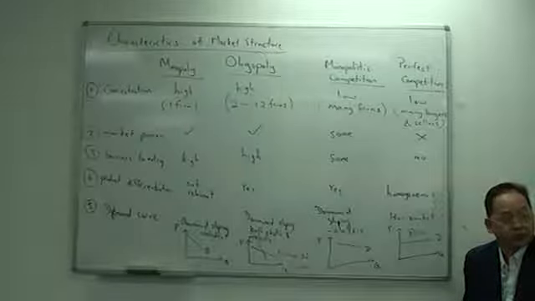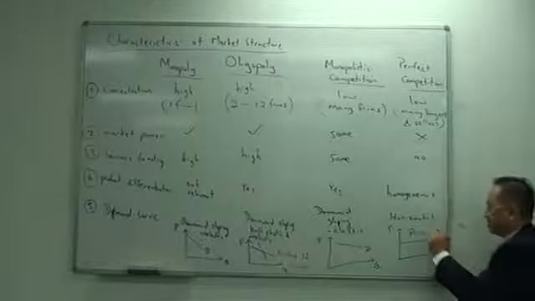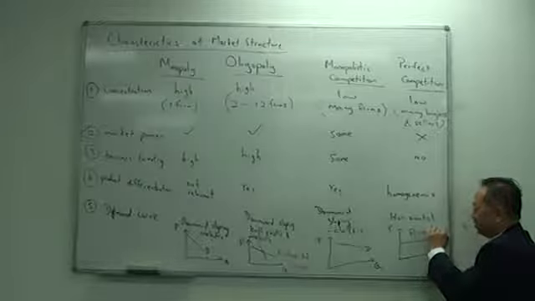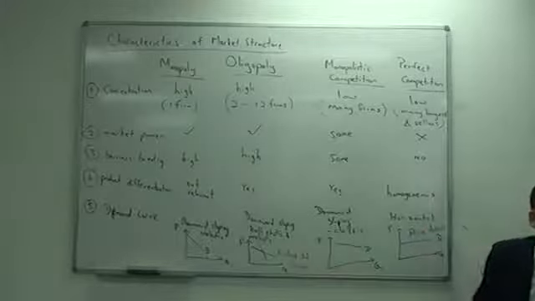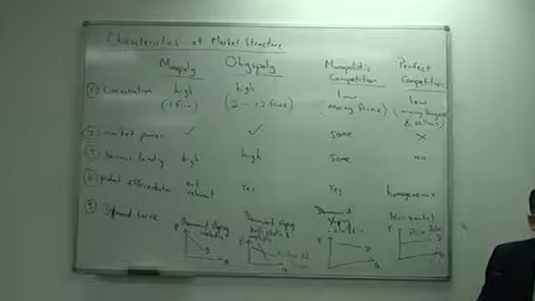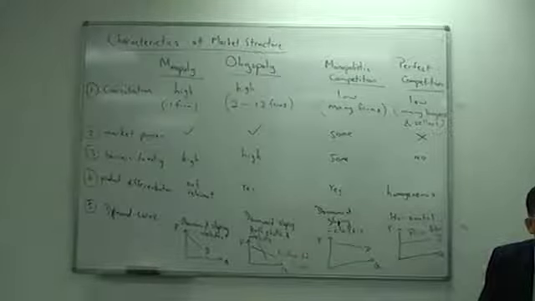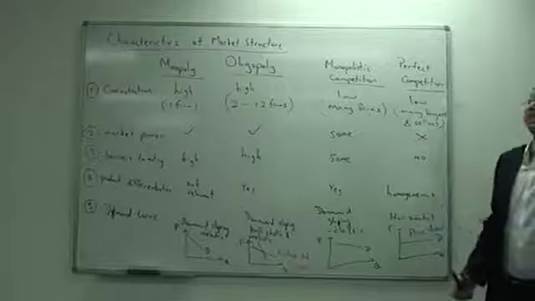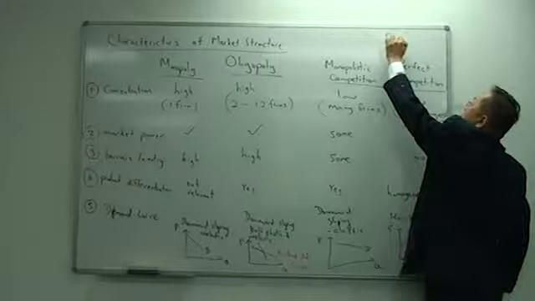Do you know what it means? Price maker and price taker? Price taker, which means you have no control over the price, right? For a perfect competition. Sometimes we call perfect competition a competitive market as well.